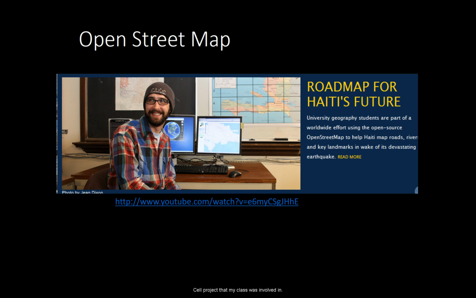A project that my class was involved in back at the University of Nevada, Reno, was really one of the first times that open source OpenStreetMap was used to help update maps for Haiti. And so I'll provide this link for you. It's just a 2-minute YouTube video that talks about what the class was doing and how they were working on it.